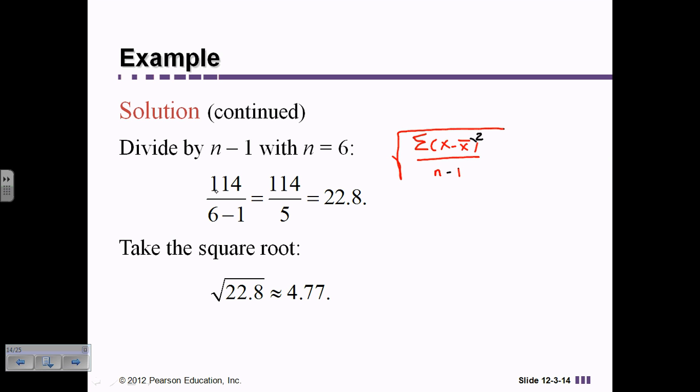So we're taking that 114, which was this number on top from the last screen, and we're dividing it by n minus 1, so we're dividing it by 6 minus 1, which is 5, and we get 22.8. Take the square root of all of that, and we get 4.77. So this is my standard deviation.